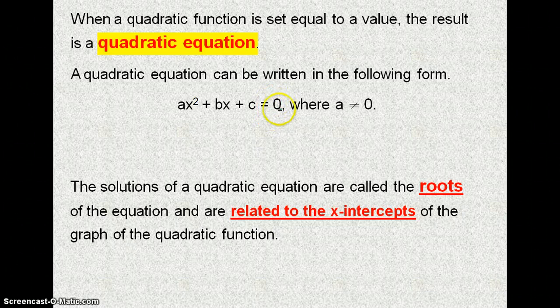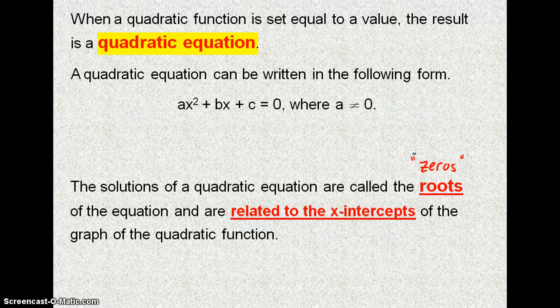So if there is a number over here, you want to move all the numbers over to the left. We always want it to be equal to 0. The solutions of a quadratic equation are called roots. They're also sometimes called zeros, so we'll be hearing that term used as well. Roots, zeros, solutions, or answers, those all mean the same thing.